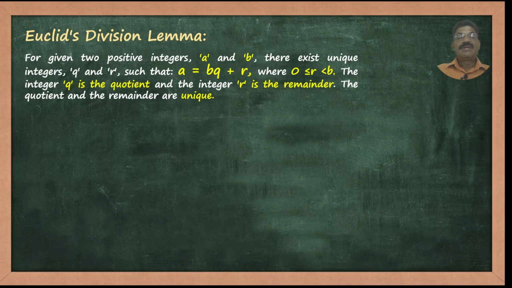Remember, these two numbers are unique. For a given a and b, you can uniquely find q and r so that a is equal to bq plus r. Now let us see an illustration.